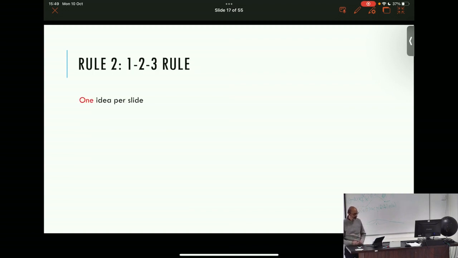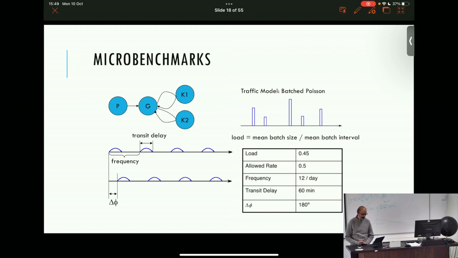Second, I have what I call the 1, 2, 3 rule. Have one idea per slide, right? So, for example, here's a slide that one of my students made. And he's going to talk about something called micro benchmarks.